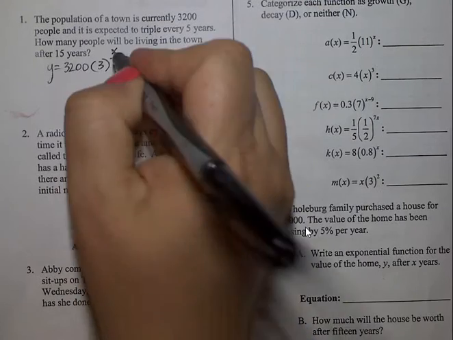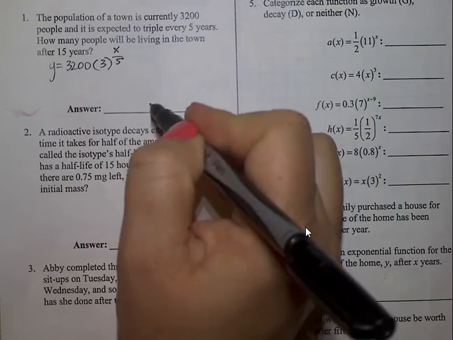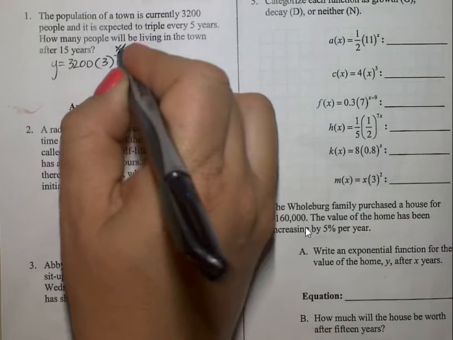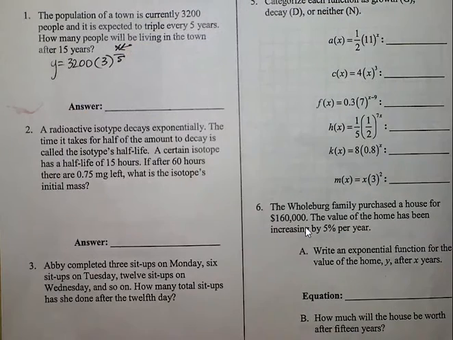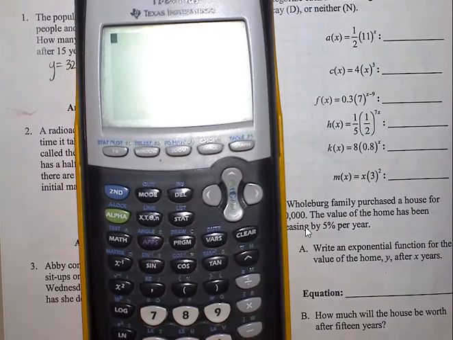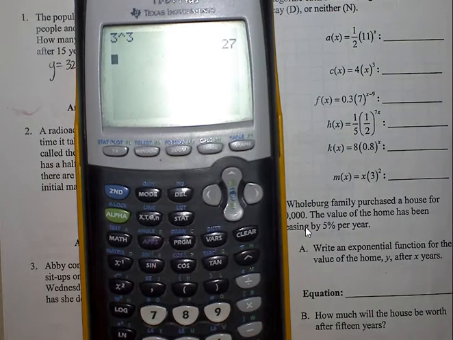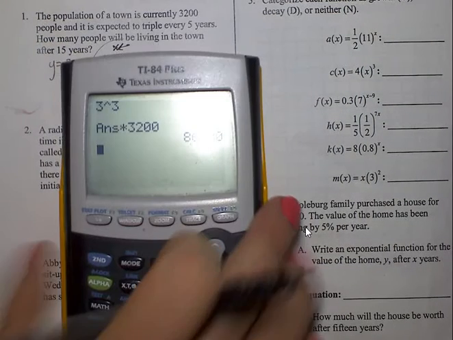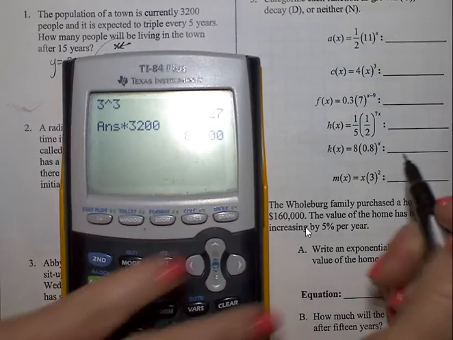I'm only looking for the answer when it comes to scoring this. So I'm going to plug in 15. 15 divided by 5 is, remember we're doing PEMDAS, 3 to the third is the first thing. So 3 to the third, press enter, and take it times the initial amount. Can you guys check to see if you have the same answer as me? Yes, no? Okay, make sure to label it.